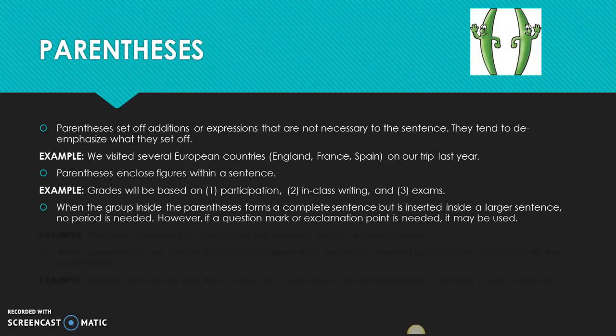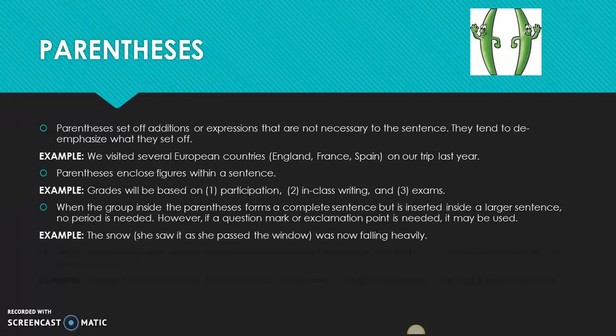When the group inside the parentheses forms a complete sentence but is inserted inside a larger sentence, no period is needed. However, if a question mark or exclamation point is needed, it may be used. In this example, we see there is no exclamation sign or question mark, but let's analyze the sentence. The snow (she saw it as she passed the window) was now falling heavily.